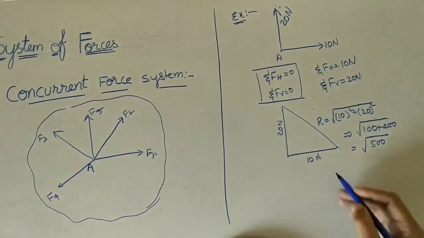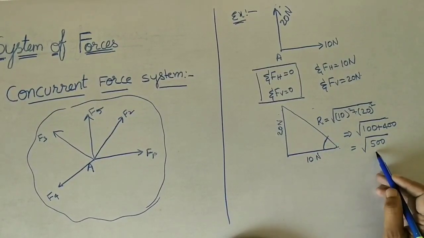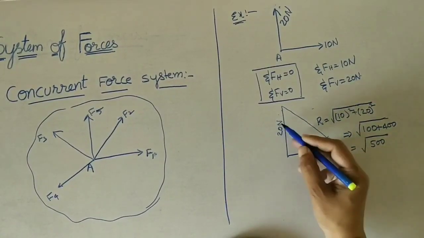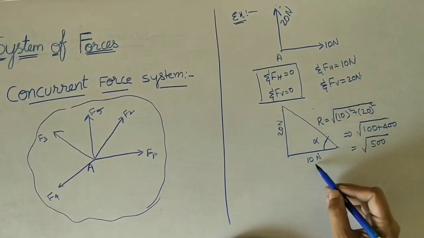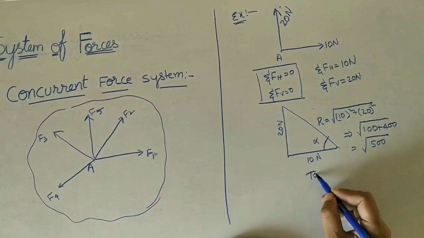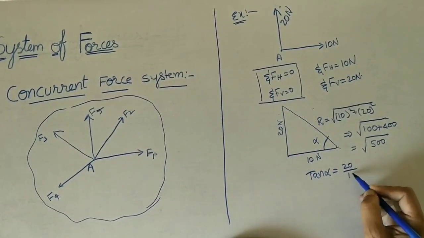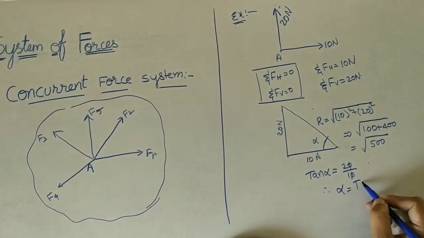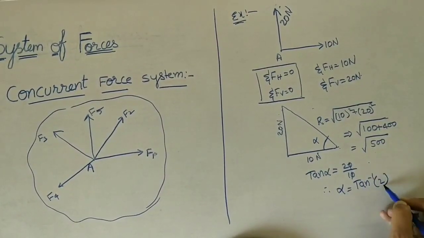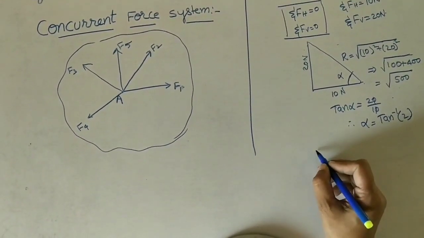Okay, and at which angle is the resultant acting? So the resultant is root of 500. Okay, at which angle is it acting with the horizontal? If you take this as alpha, we know these two components, so we can take tan alpha is equal to 20 newtons by 10. Therefore alpha is equal to tan inverse of 2. Now the final diagram should be like this.